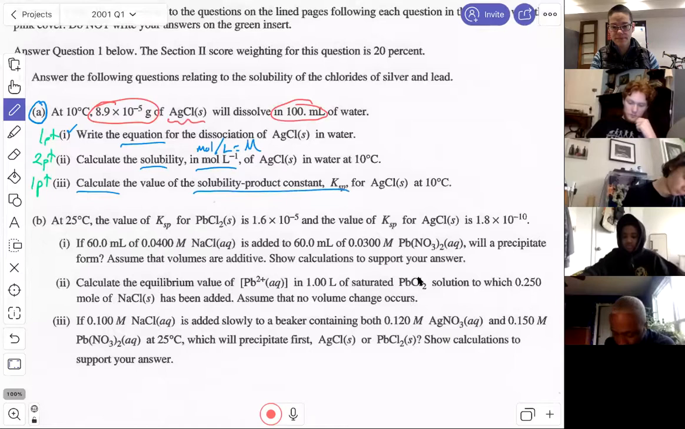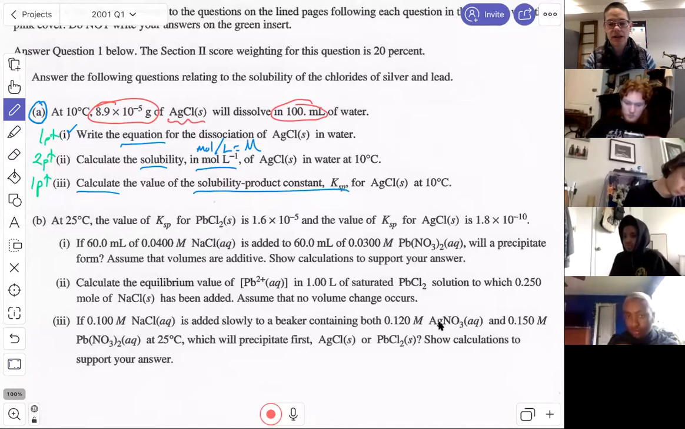Do we go on to B? No, I want to make sure we're fine on A. So if you want to privately tell me what your answers are for 2 and 3, I can tell you if you're right.